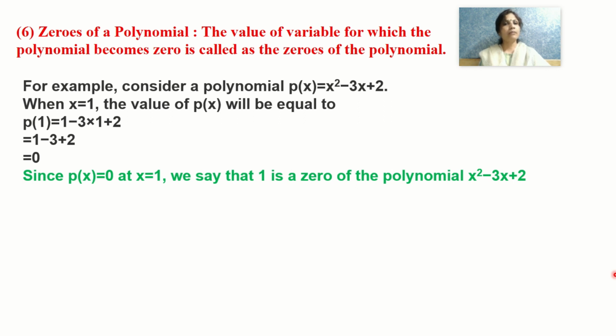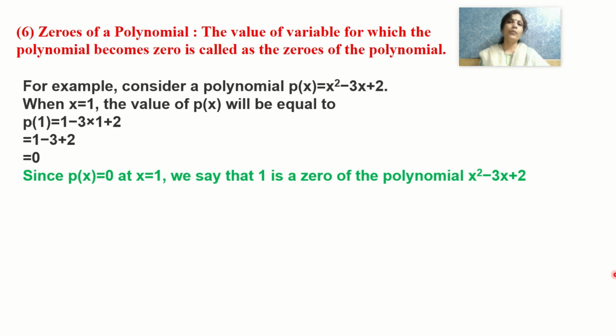Now suppose I substitute x is equal to 1 in the given polynomial. Then the value of p of x will be, since we have taken x is equal to 1, p of 1 is equal to 1 square minus 3 plus 2. So what we get is minus 2 plus 2, and minus 2 plus 2 is equal to 0. So since p of x is equal to 0 at x is equal to 1, we can say that 1 is a zero of the polynomial x square minus 3x plus 2.